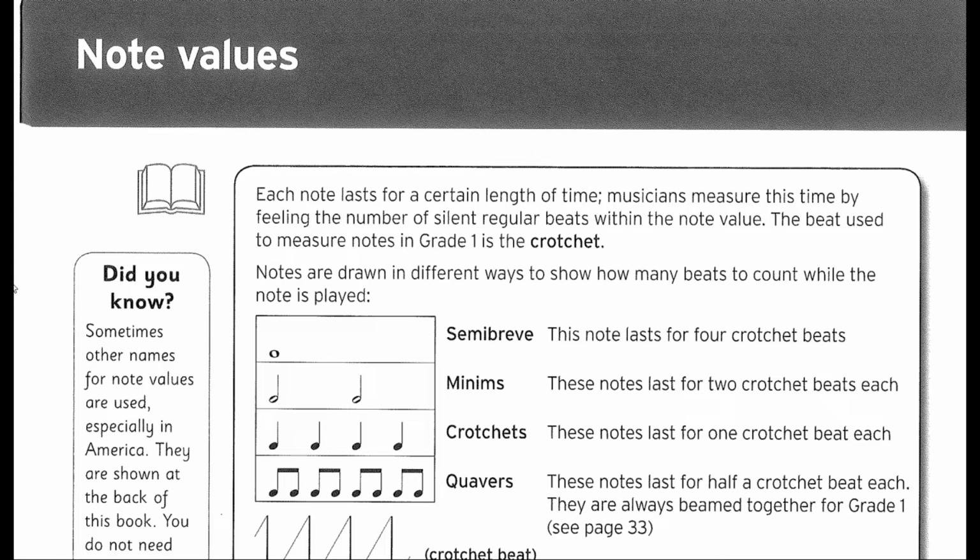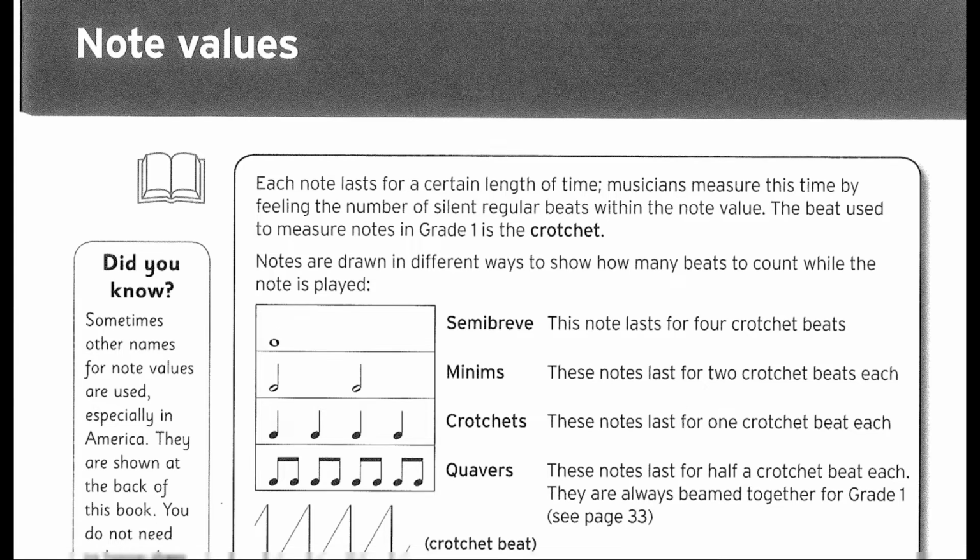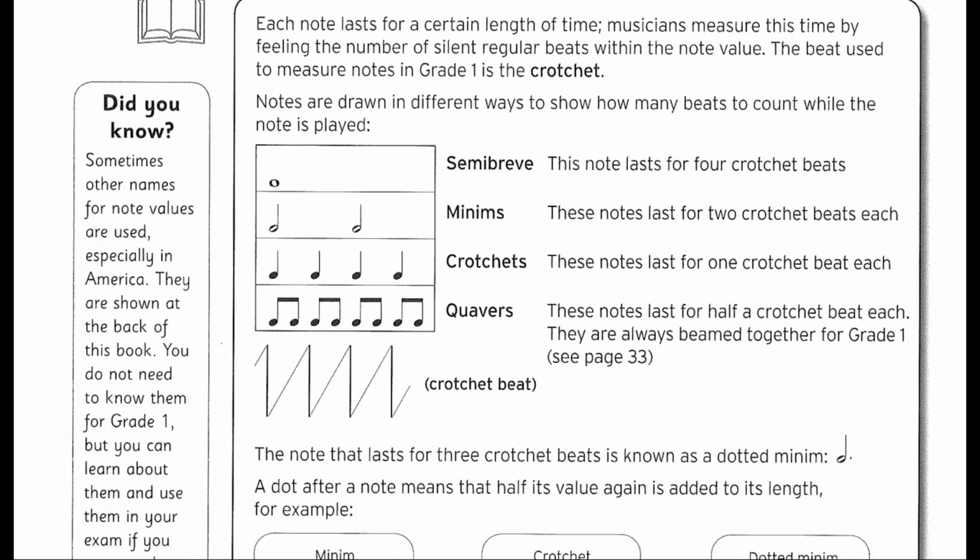So today's topic is note values. You can see here there are notes given here. This is called semibreve. Semibreve, this note lasts for 4 beats. So that means if we have 1, 2, 3, 4, you play it on 1 and then it stays till 4. Okay. So on 1, like you clap on 1 and the sound goes till 4.